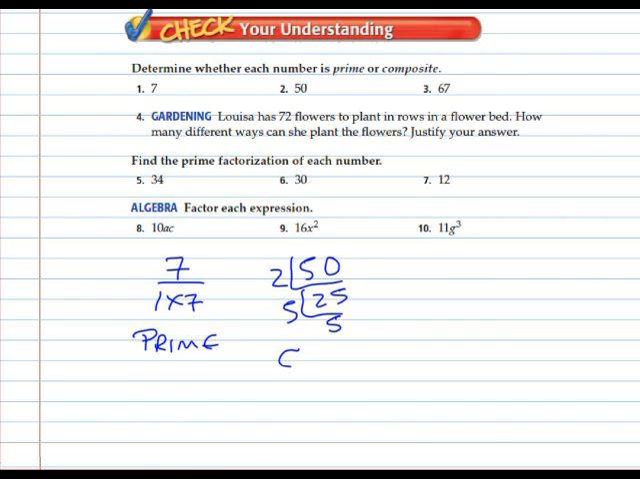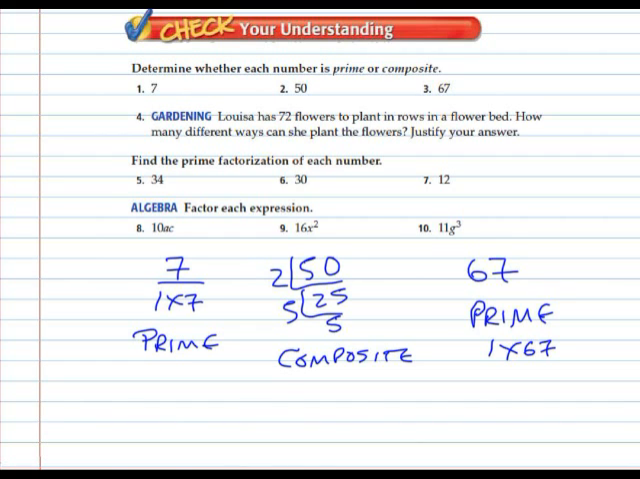50, I can divide by 2. You get 25. I can divide by 5 and 5, easily making this a composite number. 67: can't divide it by 2, can't divide it by 3, can't divide it by 5, can't divide it by 7, can't divide it by 11. It is actually a prime number. Its only factors are 1 and 67.